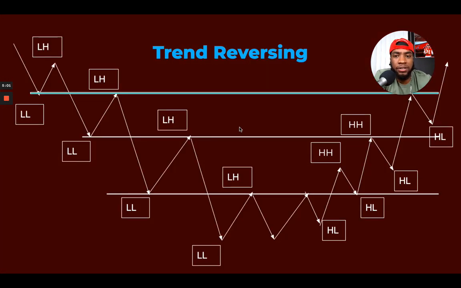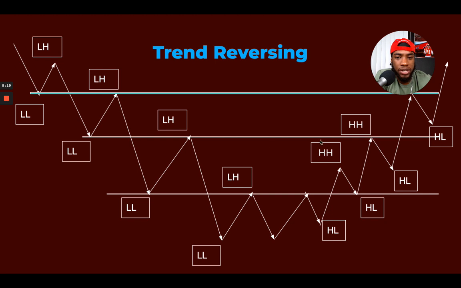And the same thing with the downtrends, right? So if you have lower lows, lower highs, lower lows, lower highs, lower lows, ranging, right? And then you have these higher highs, higher lows. We're going to be retesting these support zones. Boom. Retested support. Boom. Breaks, retested.